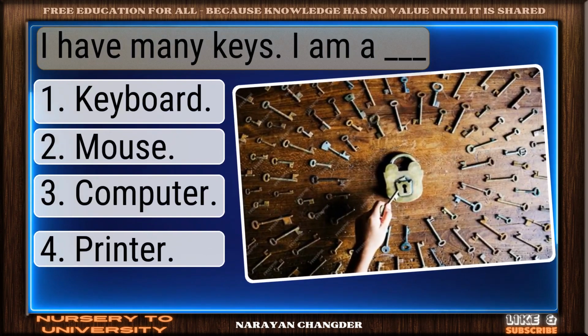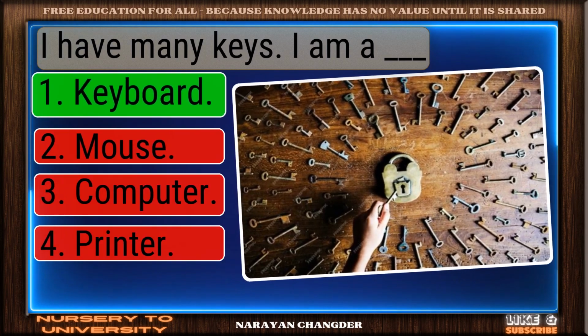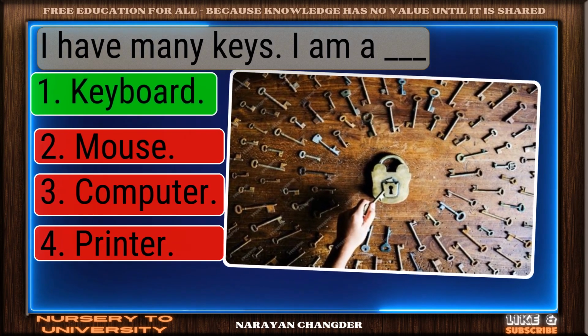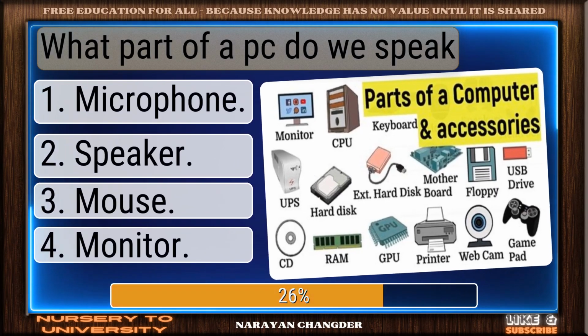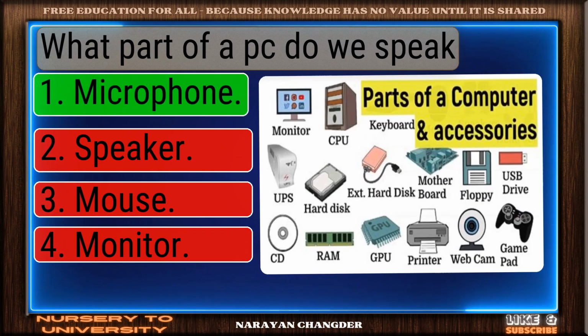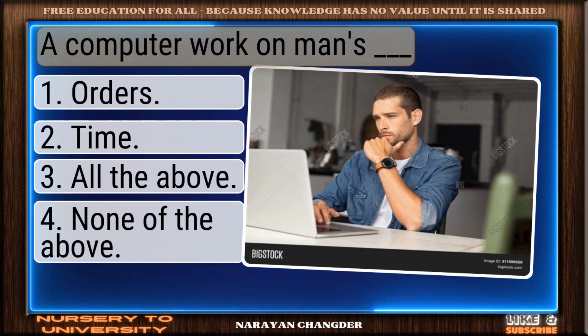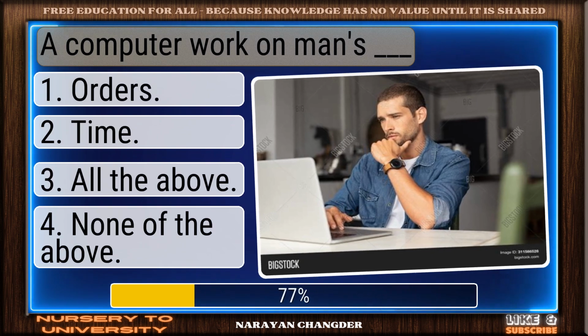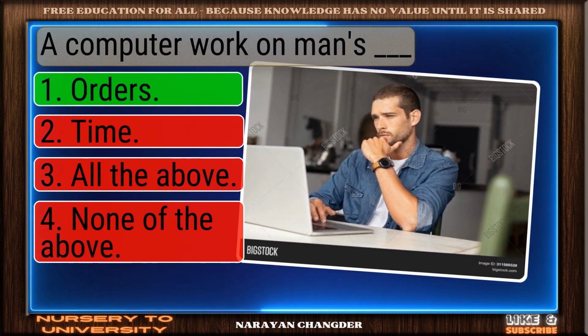I have many keys. I am a dash. Well reasoned. Keyboard is the correct choice. What part of a PC do we speak? Great job. Microphone is the accurate answer. A computer works on man's dash. Nice work. You chose orders, and it is correct.